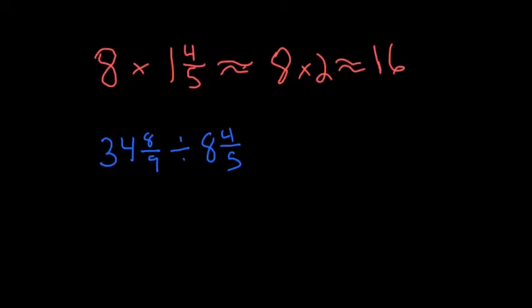And then for the division one, we have 34 and 8/9. 8/9 is almost a whole, so we're going to round that up to 35. Divided by 8 and 4/5. 4/5 is almost a whole, so we'll round that up to 9. Well, 35 divided by 9, that's not friendly, and since we're estimating, we can change that 35 to a 36 to make compatible numbers. So this is all estimation, so we're just trying to get close. So 36 divided by 9 is 4. So 34 and 8/9 divided by 8 and 4/5 is about 4.